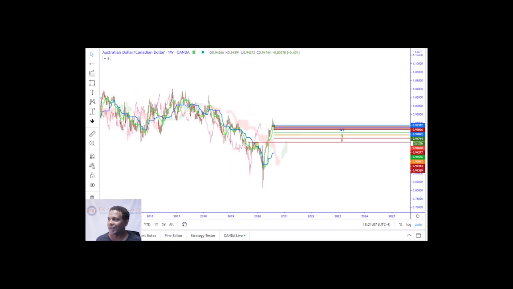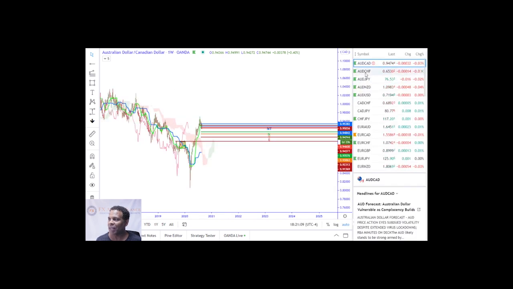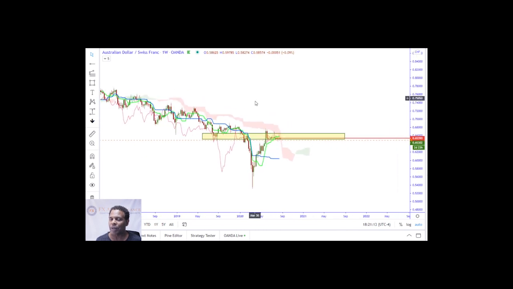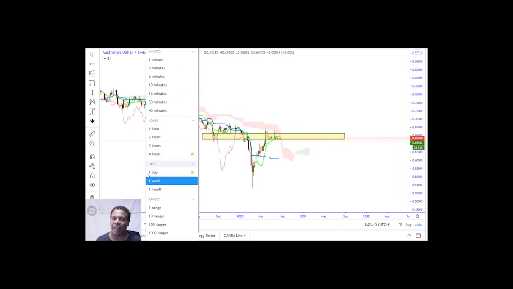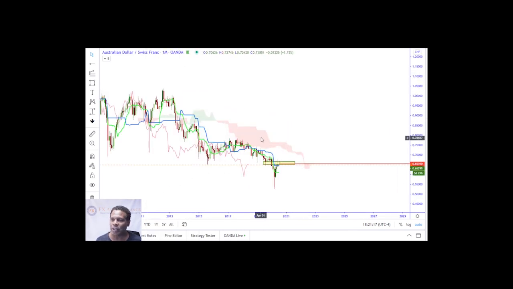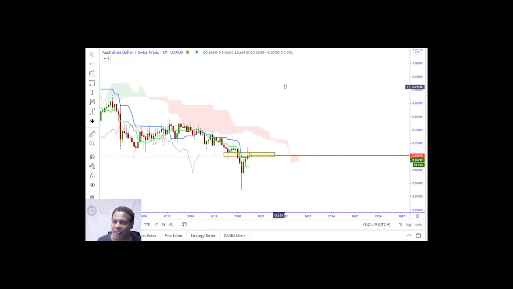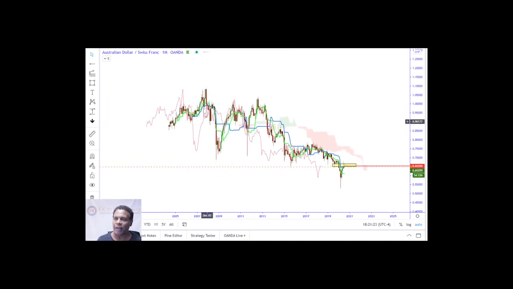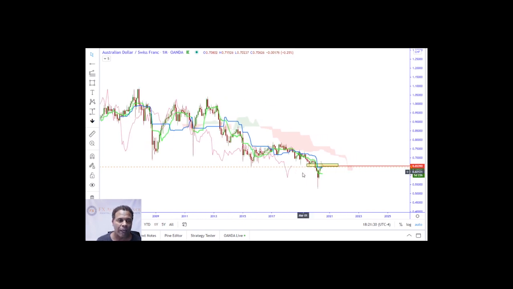I'm going to move to the next, which is going to be the Aussie Swiss franc. Almost kind of like the same things developing here. I'm going to go with the monthly time frame first. Any questions, just let me know. I'll answer your questions. Look at the market here. This is a bearish market. There's no bullishness on this market. It's bearish on the monthly time frame.